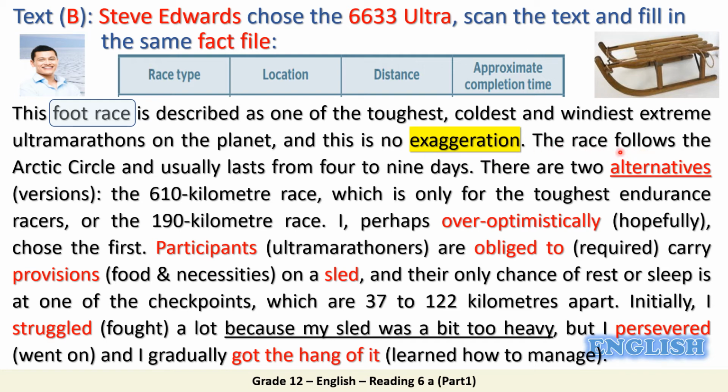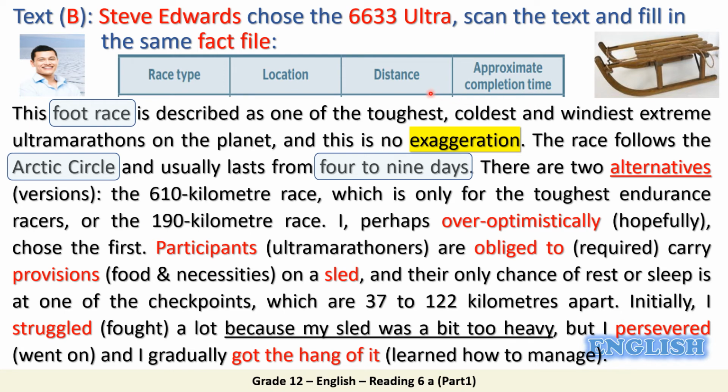Okay, the race follows the Arctic Circle. So this is the location, right? And usually lasts from 4 to 9 days. How about this bit of information? Is it the distance or approximate completion time? Exactly, it's the approximate completion time. Now you can take 3 points out of 4.